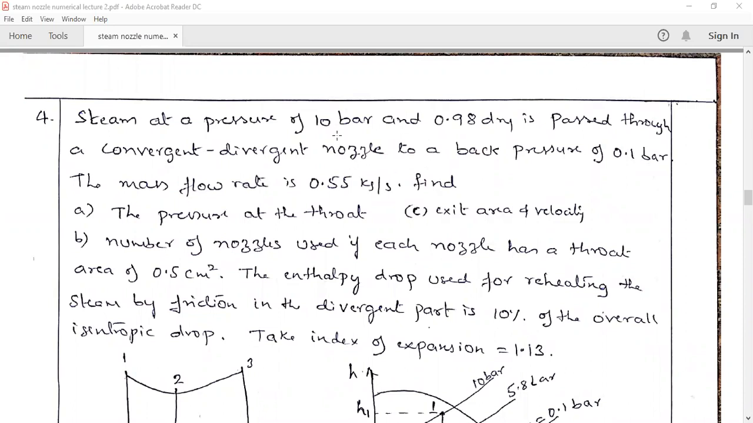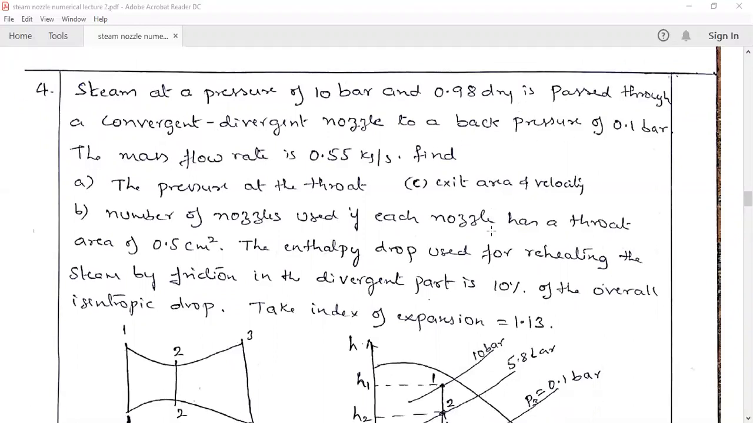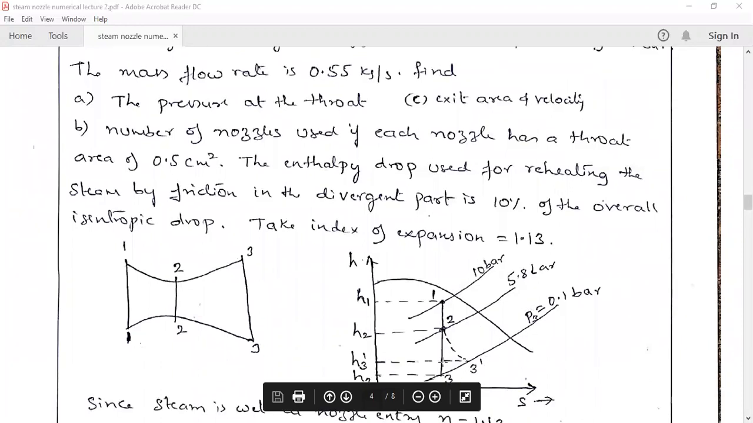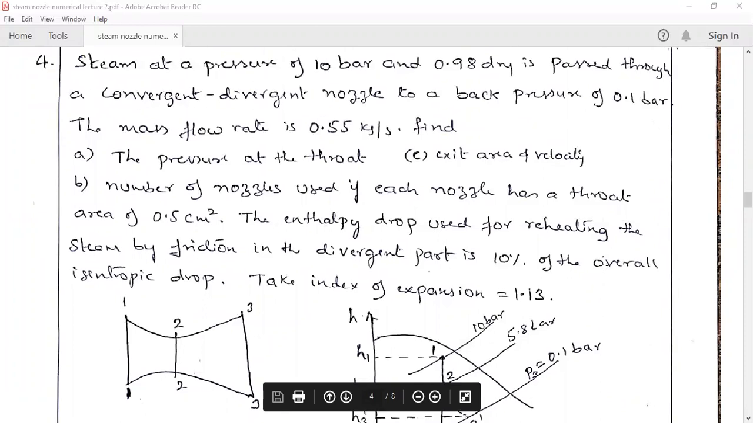Now, in this problem, the steam at a pressure of 10 bar and 0.98 dry is passed through a convergent divergent nozzle to a back pressure of 0.1 bar. That means the initial condition of the steam at the entry to the nozzle is 10 bar and 0.98 dry. That means it is a wet steam, that is dryness fraction of 0.98. There is a wet steam which is entering the nozzle, and finally it is getting expanded from 10 bar to 0.1 bar.